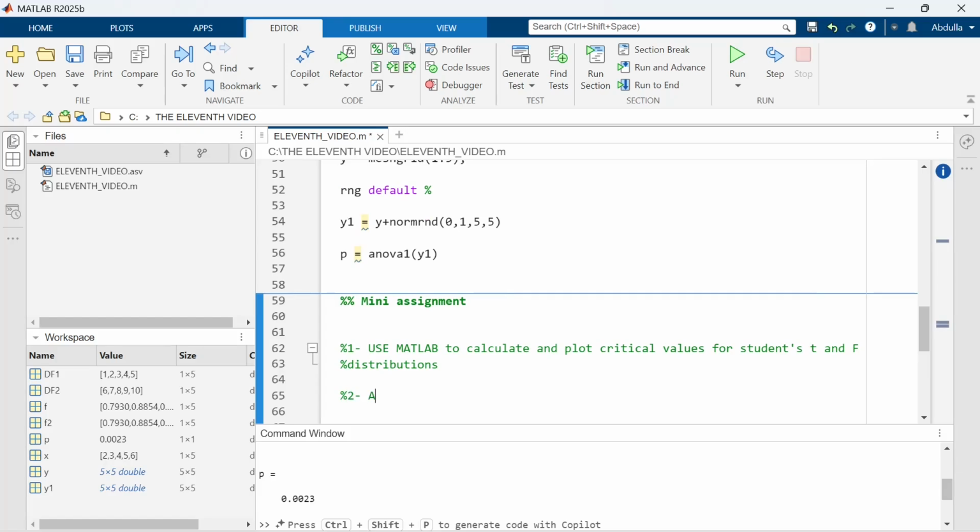Number 2, apply one-way ANOVA to a small data set of your choice to determine whether the group means are significantly different or not.